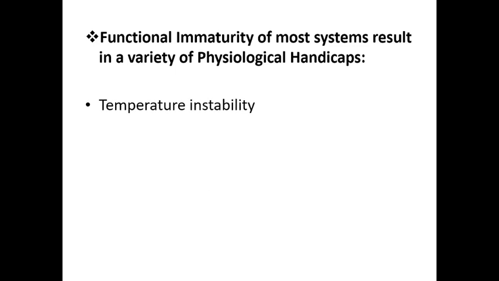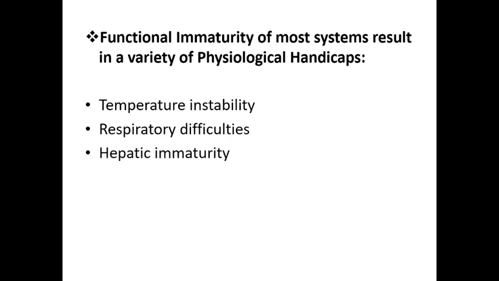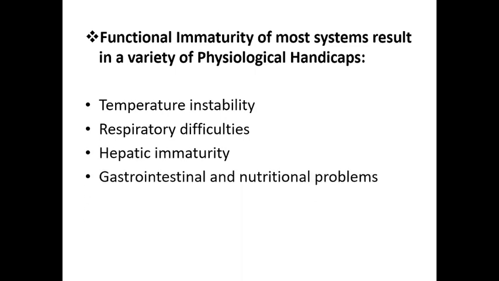So they can have temperature instability. They will be unable to control their body temperature. As a result, they can become hypothermic. They have respiratory difficulties. Then their body organs are not properly matured, especially their liver is immature. Therefore, they can face complications. Then they can have a lot of gastrointestinal and nutritional problems. Renal immaturity.